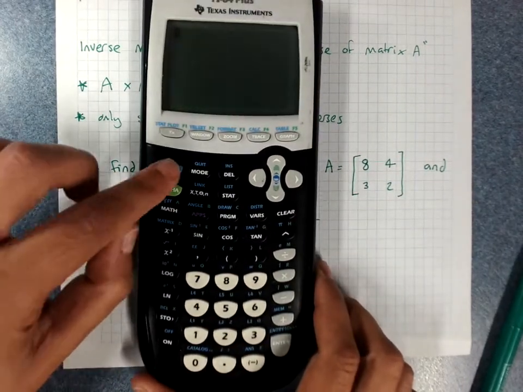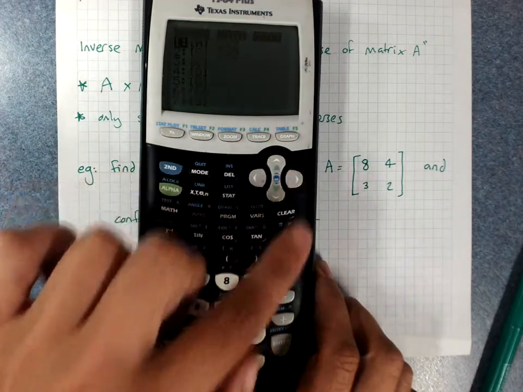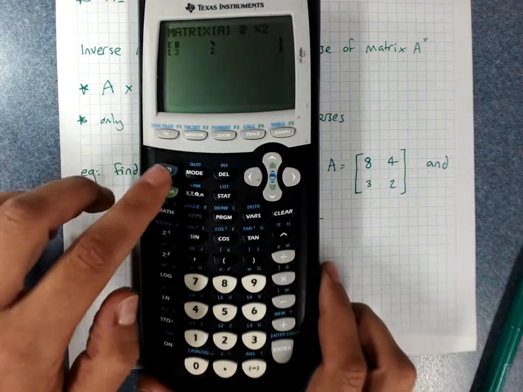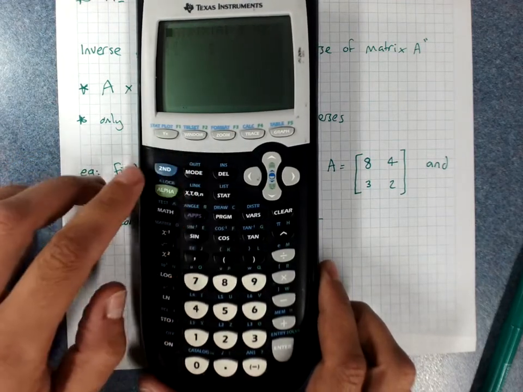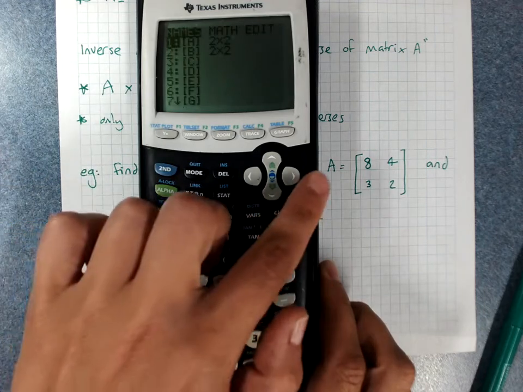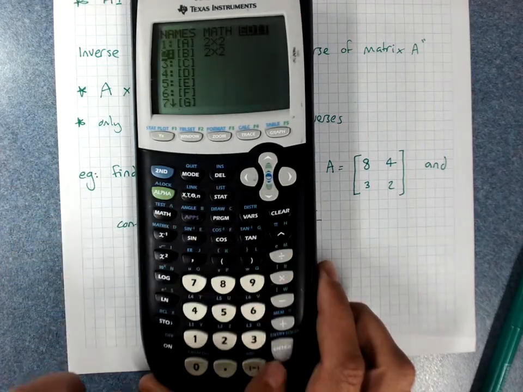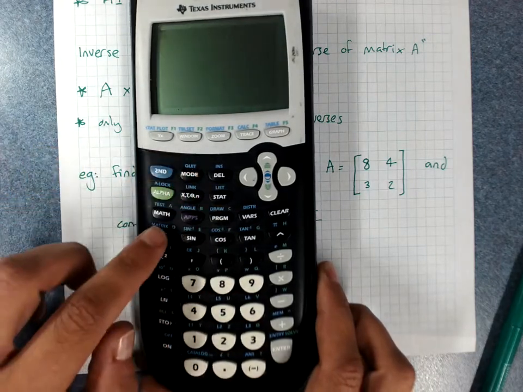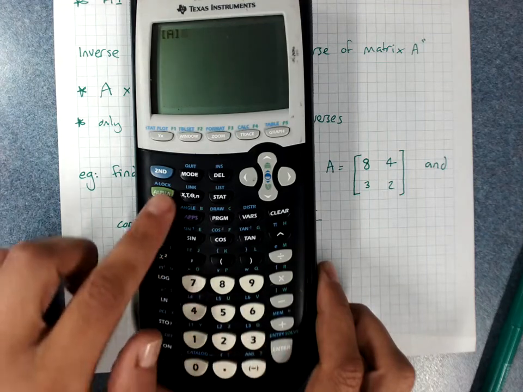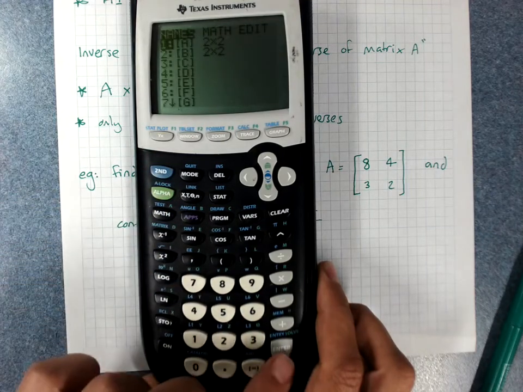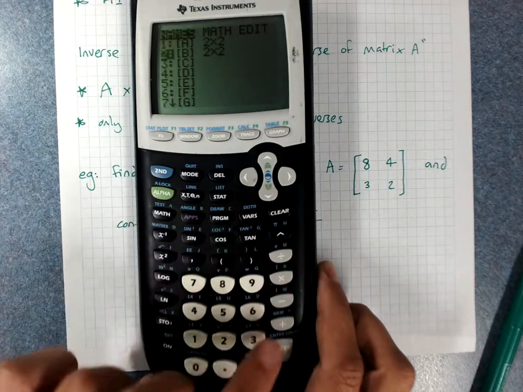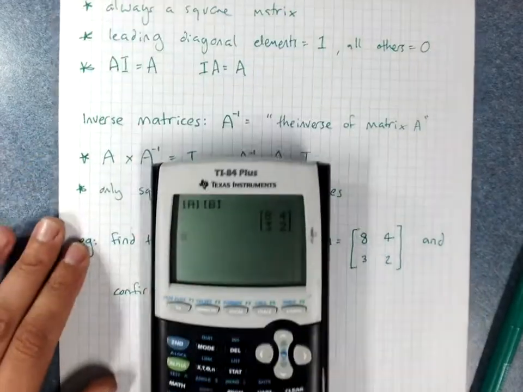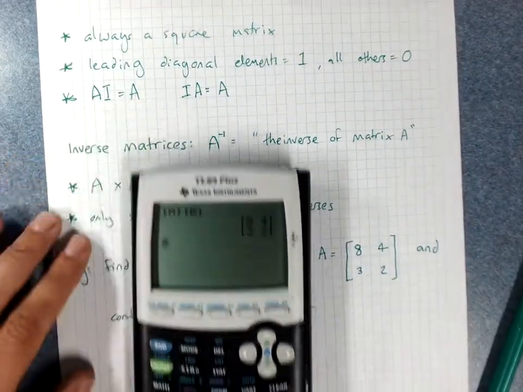I think I've already done it. 8432. Yep, I have. And I've also got an identity matrix in matrix B here. So first up, I can just check if I do matrix A times matrix B, I still get matrix A. So definitely A times the identity still equals A.